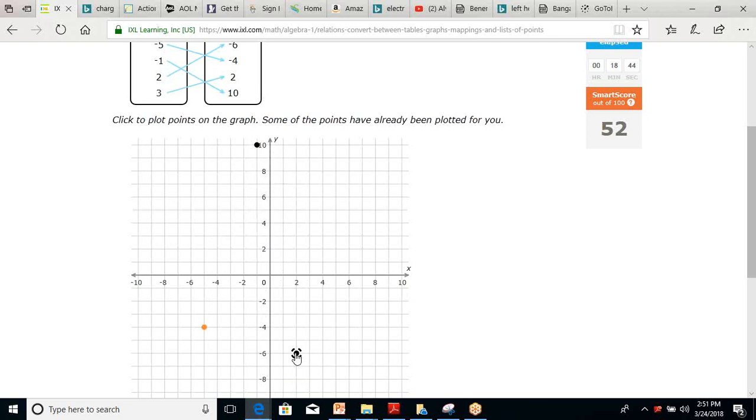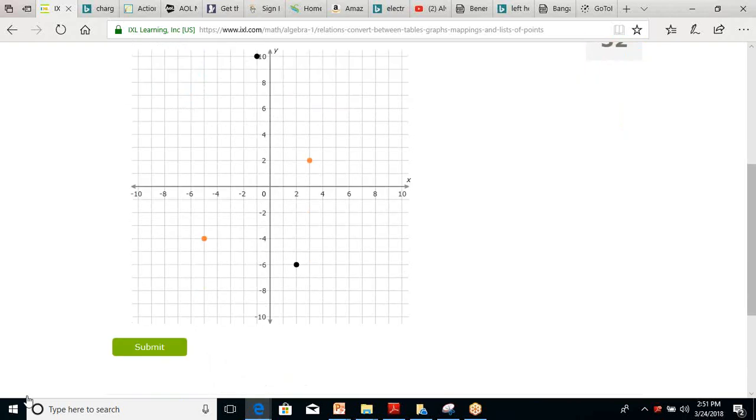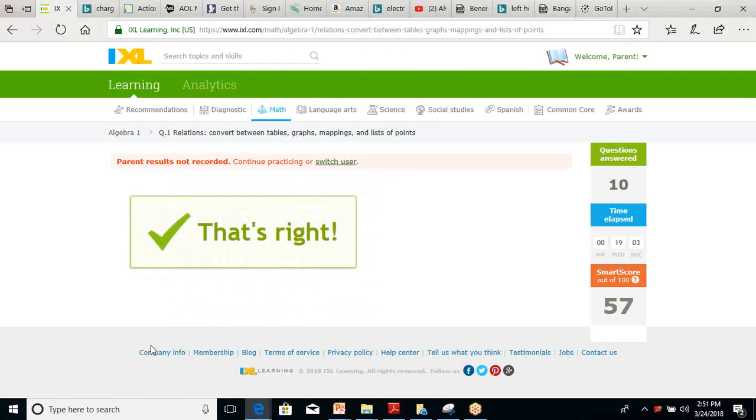So that coordinate is already there. The next one is 3 and 2. So the x value is 3 and the y value is 2. So that coordinate is right there. So you're plotting the points on the graph using the x value and the y value.